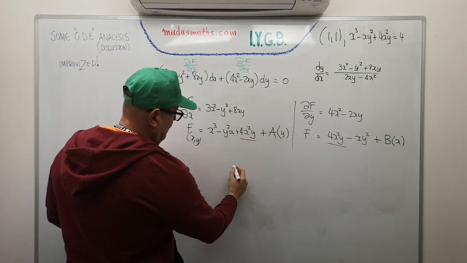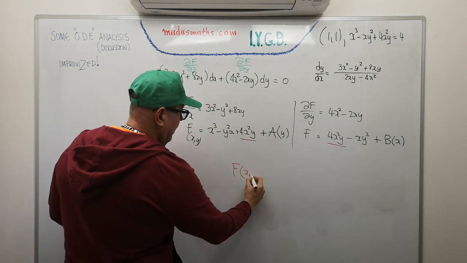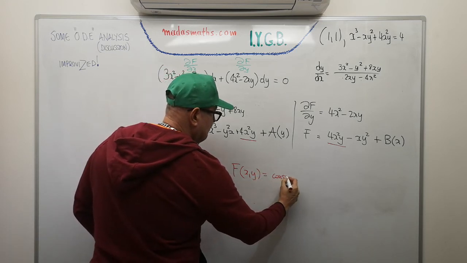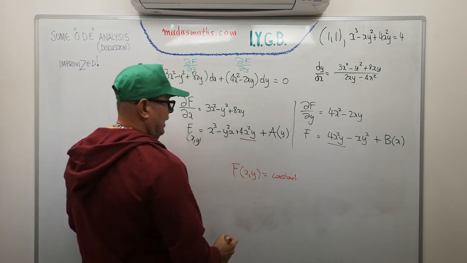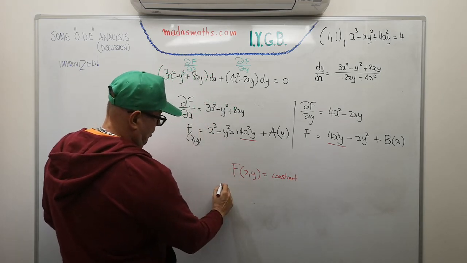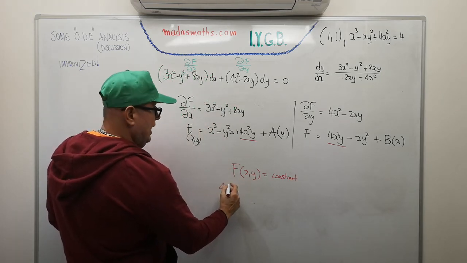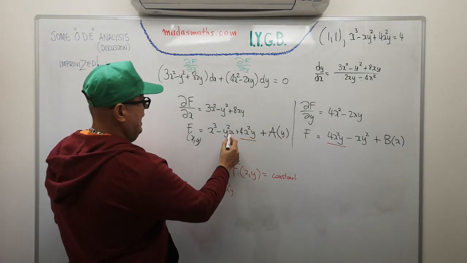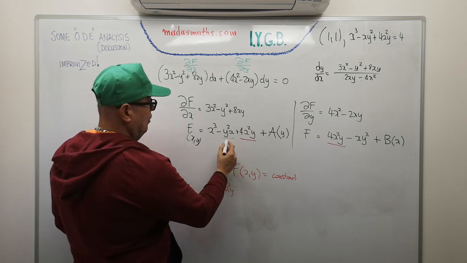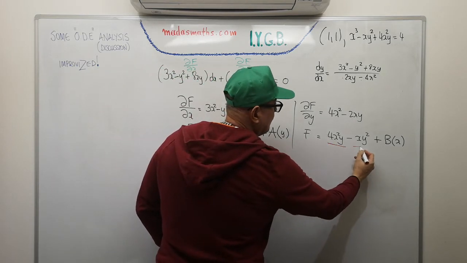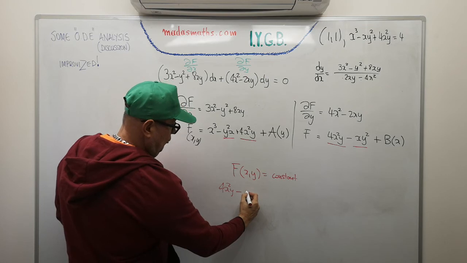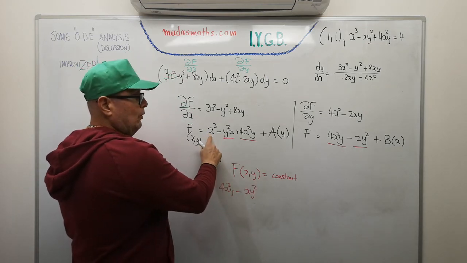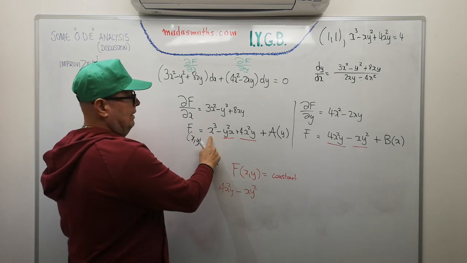So my f of xy, which of course is equal to some kind of constant, is going to be equal to 4x squared y, because it appears on both. I also have an xy squared on both. So I should have a minus xy squared. I don't have the x cubed on both sides, so what does that mean? Does it mean it's not there?